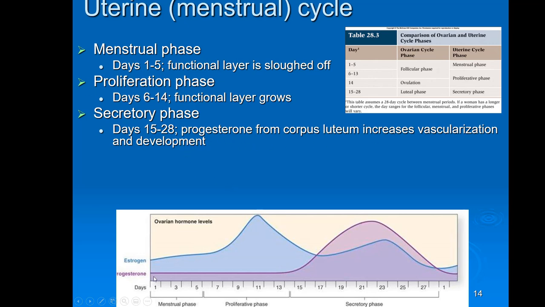And here is a graph showing the estrogen and progesterone levels. Estrogen's really going up as that functional layer grows here. And then again, you can clearly see here after ovulation, we get the corpus luteum. It's producing all this progesterone that helps maintain the lining of the uterus. And this correlates the uterine cycle, or menstrual cycle, as we're talking about now, to what we talked about earlier with the ovarian cycle.